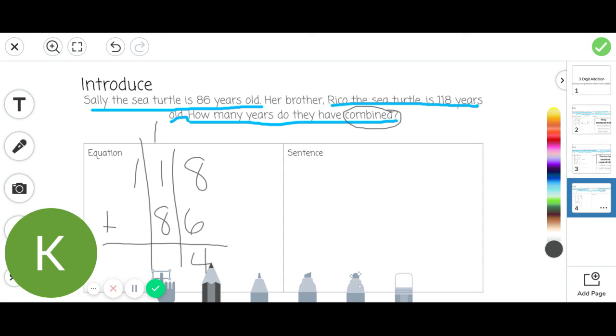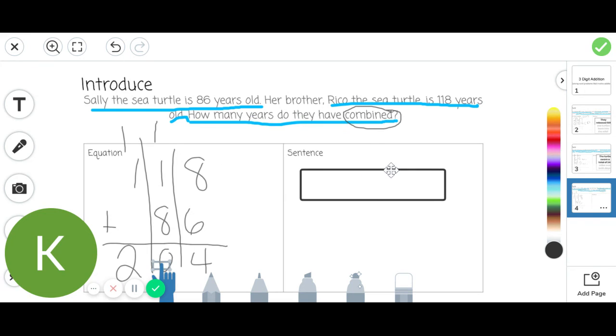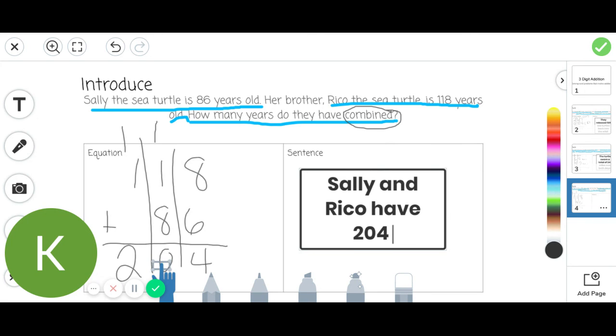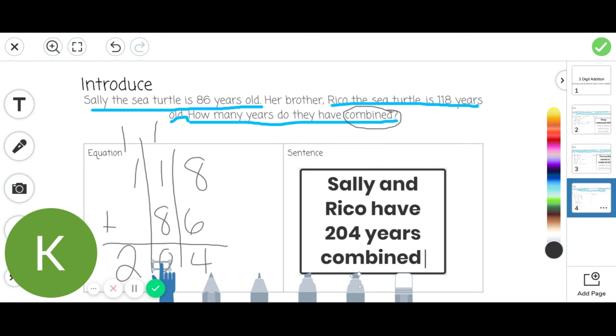8 tens plus 1 ten plus 1 ten is going to be 10 tens. That's right. 10 tens is the same as 100. So that means I'm going to have 0 in my tens place. And I'm going to regroup my 10 tens up to the hundreds place. 100 plus 100 is 200. That means Sally and Rico have 204 years combined.